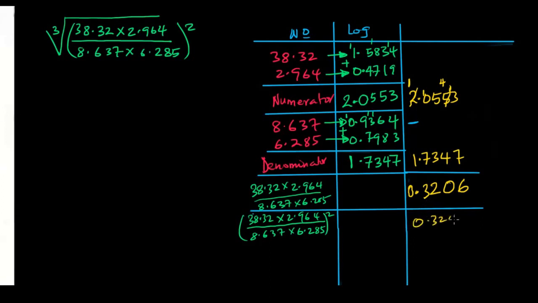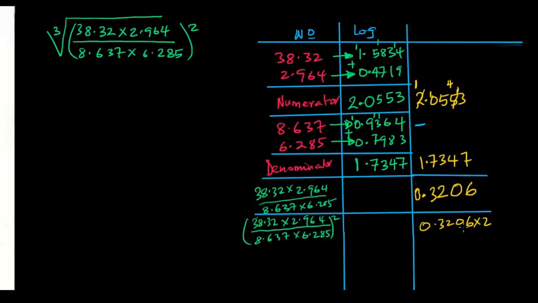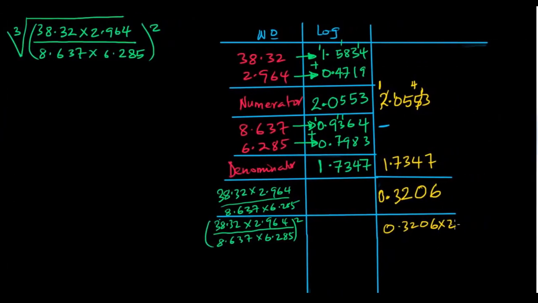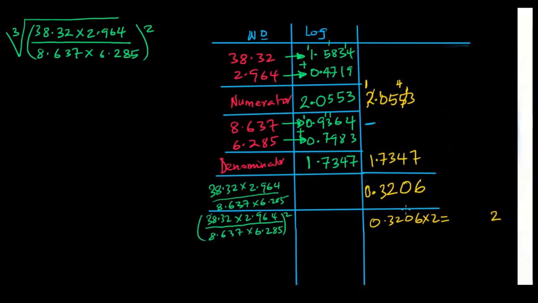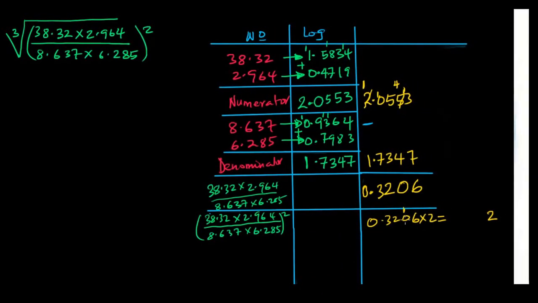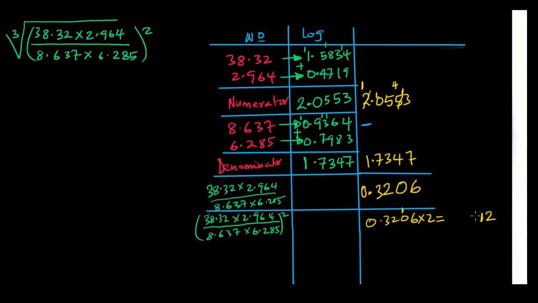0.3206 times 2, and this will give us, let's do this, 6 times 2 is 12. Carry 1 to this place. 2 times 0 is 0, then we have 1 left. I write down 1. 2 times 2 is 4.